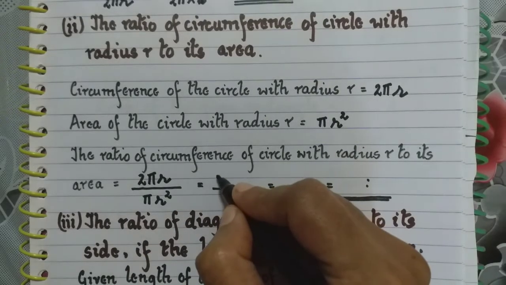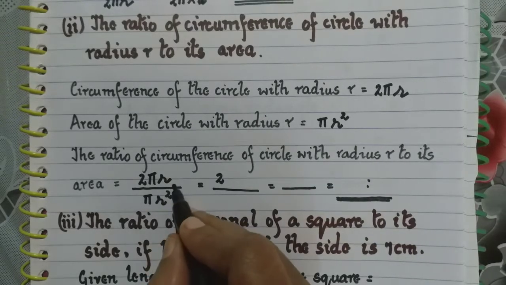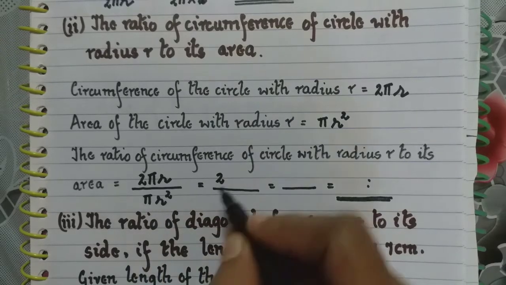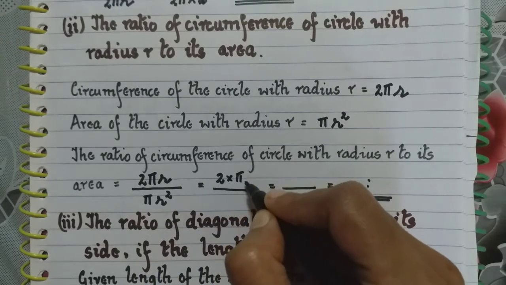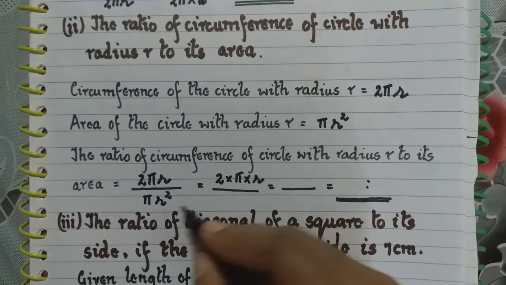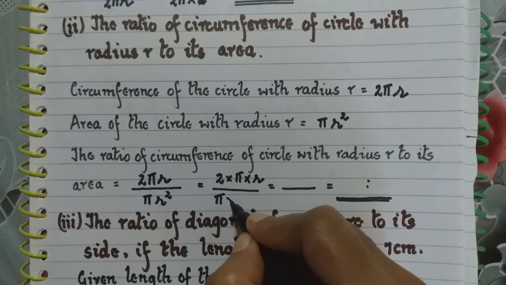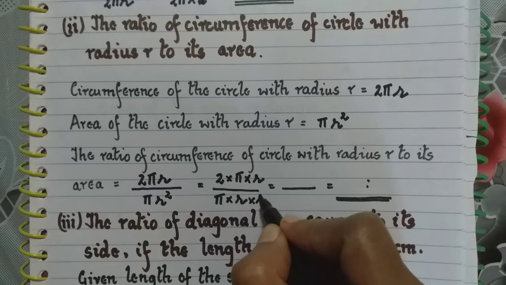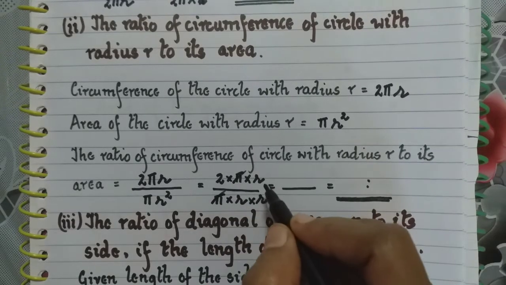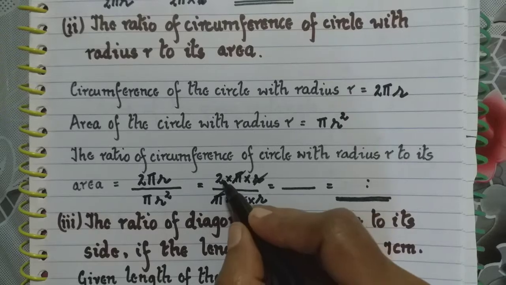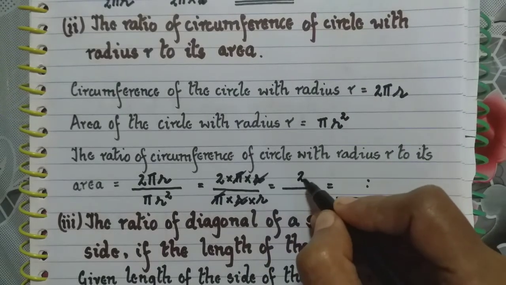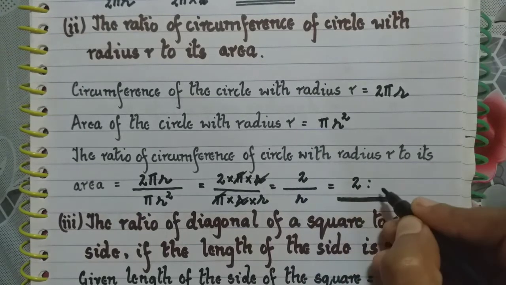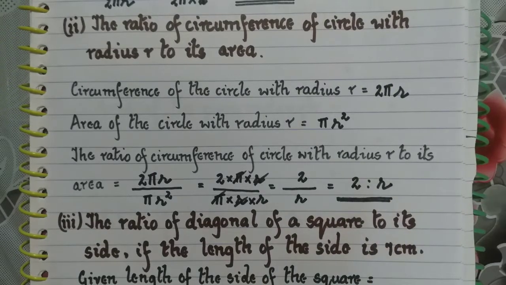So I write here 2 pi r upon pi r square. So when I divide, I will write here. Now you look here, what are the possible multiples which will cancel? Pi and r. See, here also I have pi and r. So I write 2 into pi into r. And here when I am writing pi r square, I will write pi into r, and this is r square. So r into r. So what happens now? Pi and pi cancels. R and r cancels. What is left? 2 upon r. So I write 2 upon r, and in terms of ratio it will be 2 is to r.